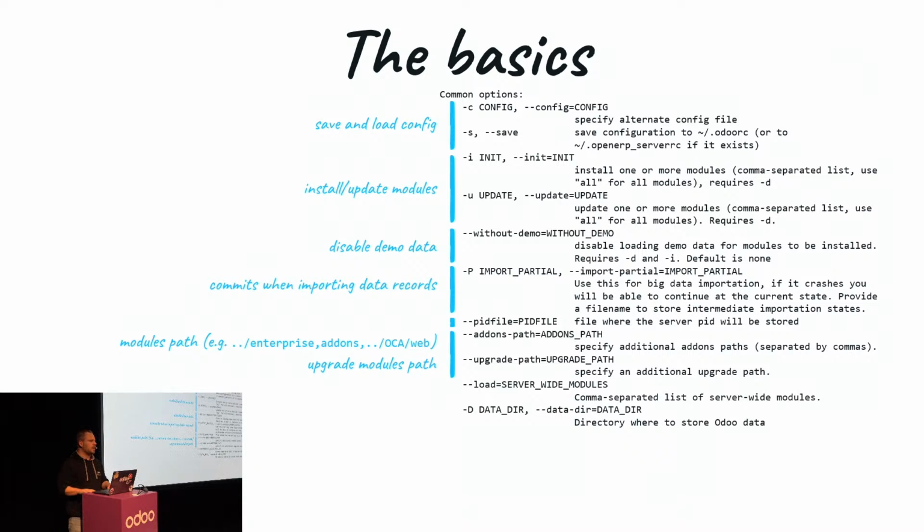The add-ons path is pretty well known if you use Enterprise, because you always have to tell the Odoo server that, of course, you have all the community add-ons, but all the Enterprise add-ons are in that module over there. You can also do the same thing for the upgrade path.